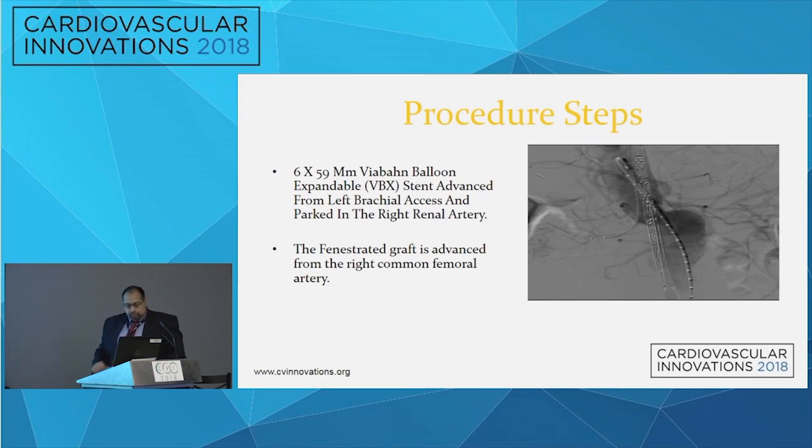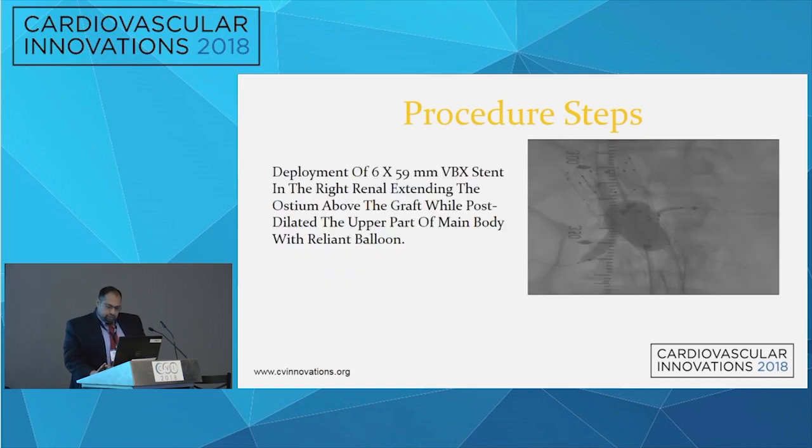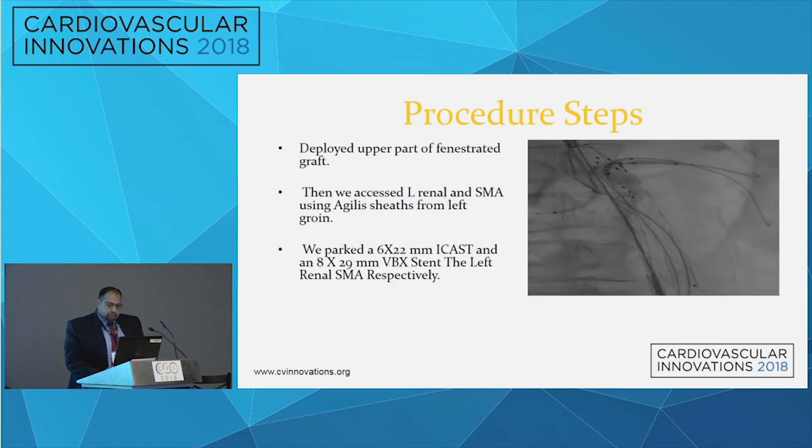So basically what we did, we first accessed the brachial artery, and we parked a VBX balloon expandable stent from the brachial artery in the right renal artery, as you can see here. And then we advanced the fenestrated graft from the right common femoral artery, like that. After that, we deployed the upper part of the fenestrated graft, as you can see, and we accessed the superior mesenteric artery and the left renal artery using a Gillis sheath from the left groin, one by one. Basically, we access one, put a stiff wire, and then access the other one.